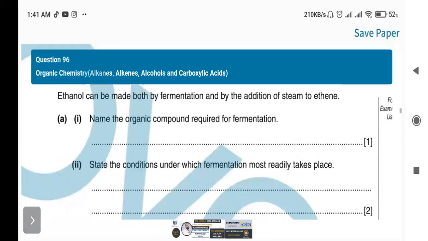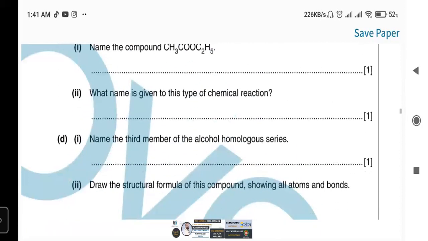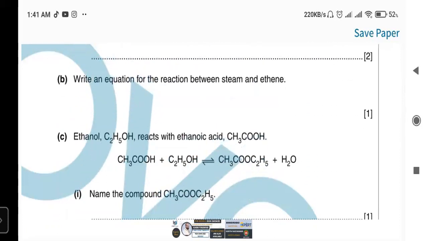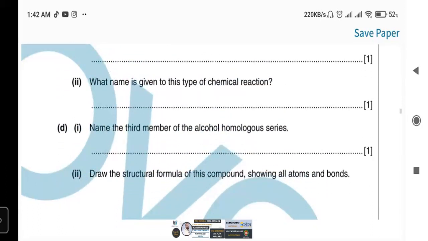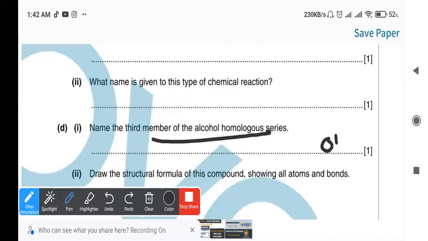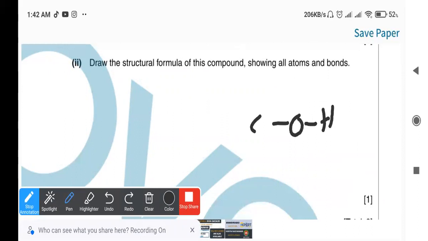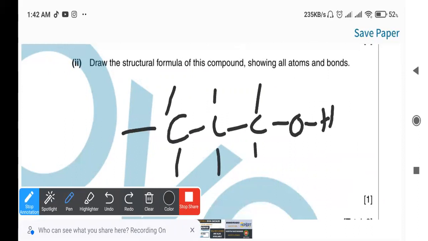Name the third member of this homologous series. What was the homologous series? It's not given. Oh, sorry, alcohol. So the third member of alcohol. Alcohol has OH, and it has 3 carbon atoms. It's C3H7OH. It should be C3H8 if it was an alkane, but it will have 1 hydrogen atom less due to the presence of a functional group. If a functional group is present, the whole compound will have 1 hydrogen atom less than the alkane. This is very important. You can draw the structure, it's very easy. Still, let me show. First draw OH, then draw 3 carbon atoms and fill the rest of the bonds with hydrogen atoms.